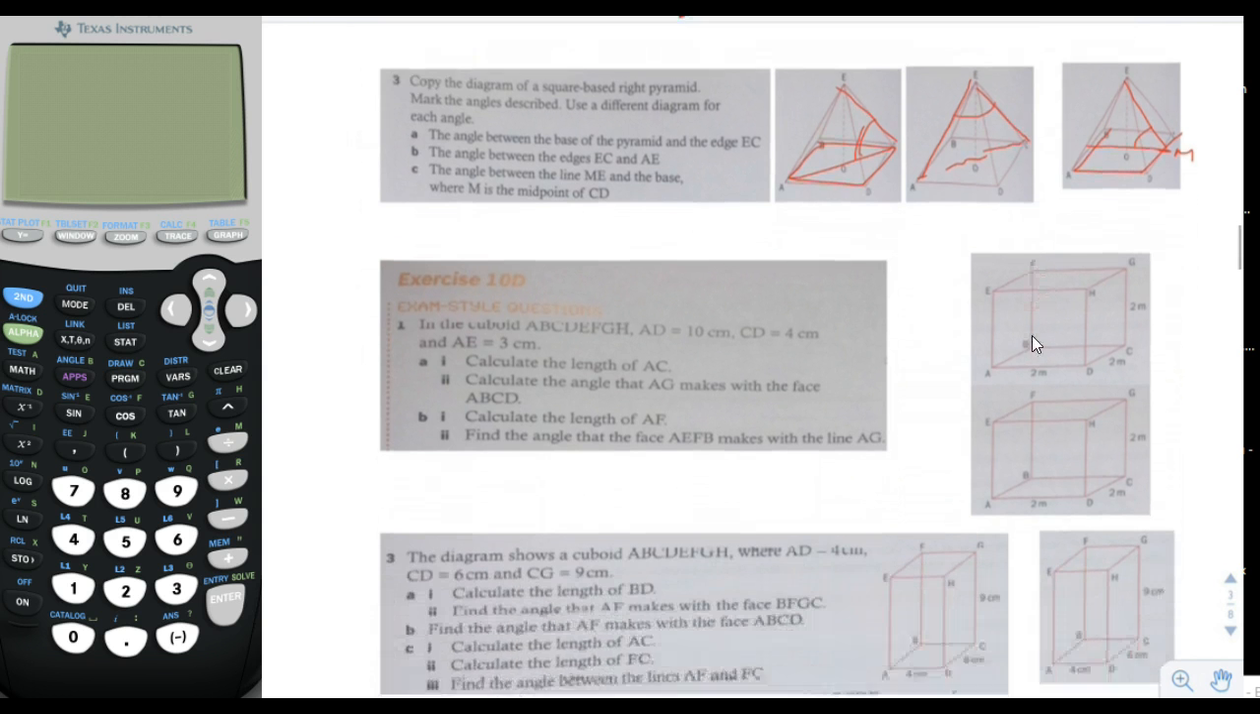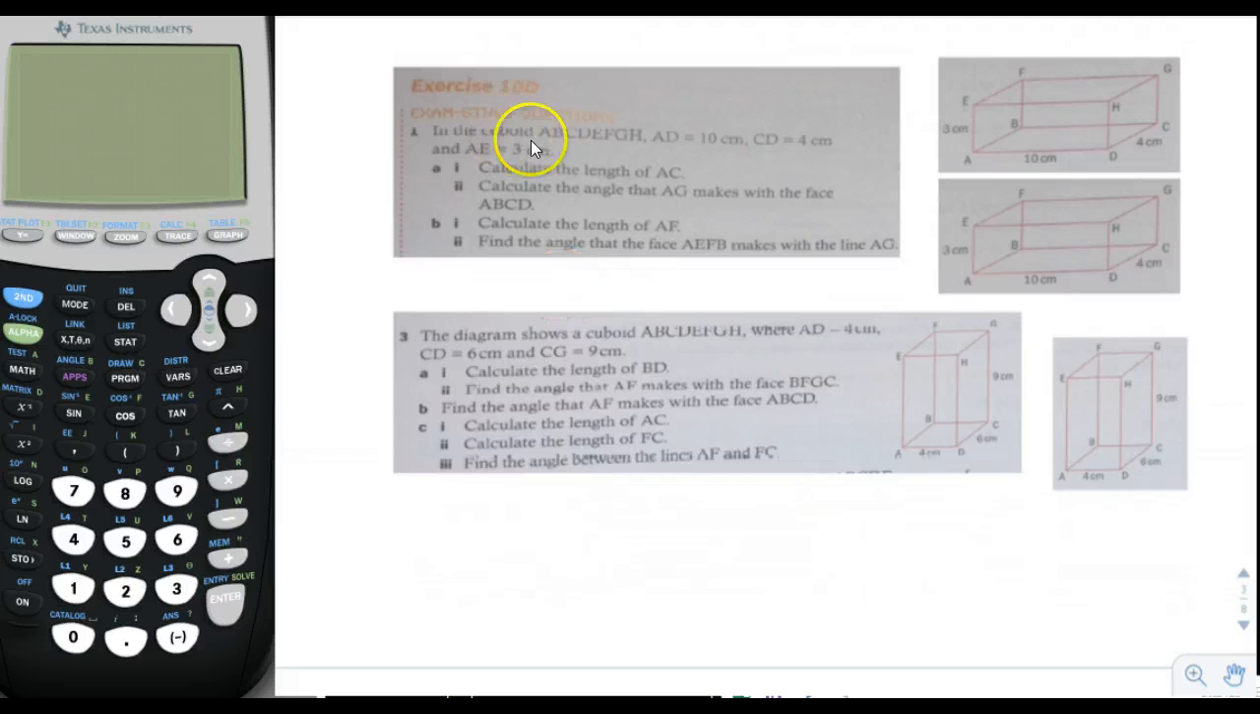Alright, moving on. In the cuboid ABCDEFGH, AD is 10, CD is 4, and AE is 3. They're all marked here. Calculate the length of AC. So let's draw AC out. And we can see that AC forms a triangle with two of the other sides, and we'll just label the length of each side. The bottom of the triangle here is 10, the side is 4, and then we're just trying to figure out what the hypotenuse is here.